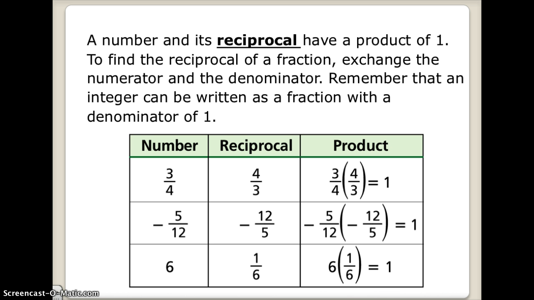Here are some examples. If the number is 3/4, the reciprocal is 4/3. If the number is negative 5/12, the reciprocal is negative 12/5. If the number is 6, the reciprocal is 1/6. The positive and negative have nothing to do with it. That's just the value of the number, but we flip the numerator and denominator.